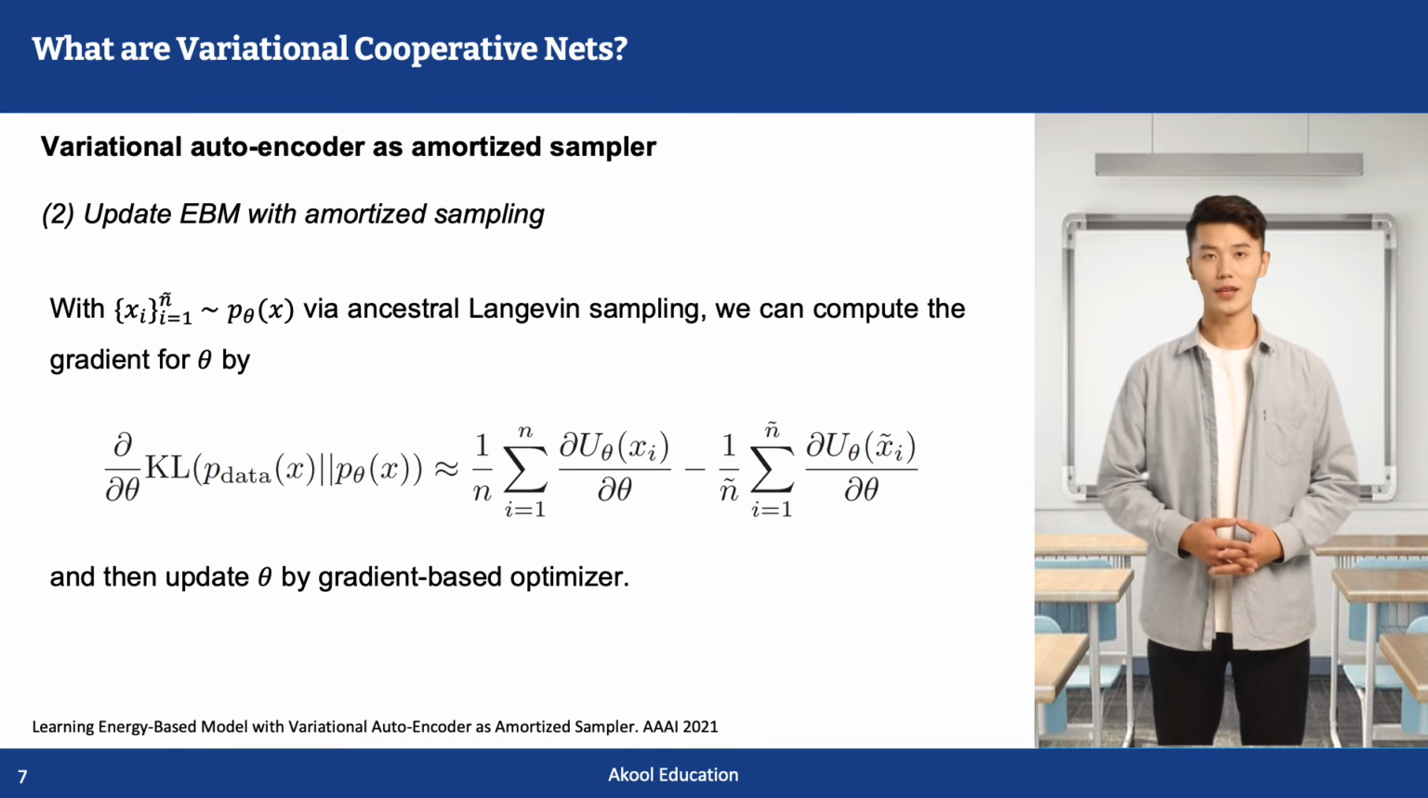In the second stage, we update the parameters of the energy-based model. The energy-based model is trained using maximum likelihood estimation, comparing the real data samples with those produced by the ancestral Langevin sampler. This is essentially a modified contrastive divergence learning of the energy-based model.